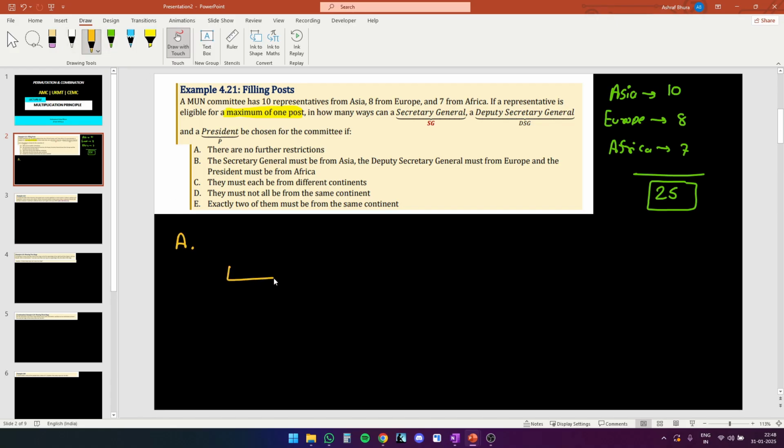So I want to select a secretary general, a deputy secretary general, and a president. Can I say when I select a secretary general, I have a total of 25 choices? And once one of them is appointed secretary general, how many people will be left? Only 24 people. So this becomes 24 choices for DSG and 23 choices for president. So this answer comes out to be 13,800 ways.